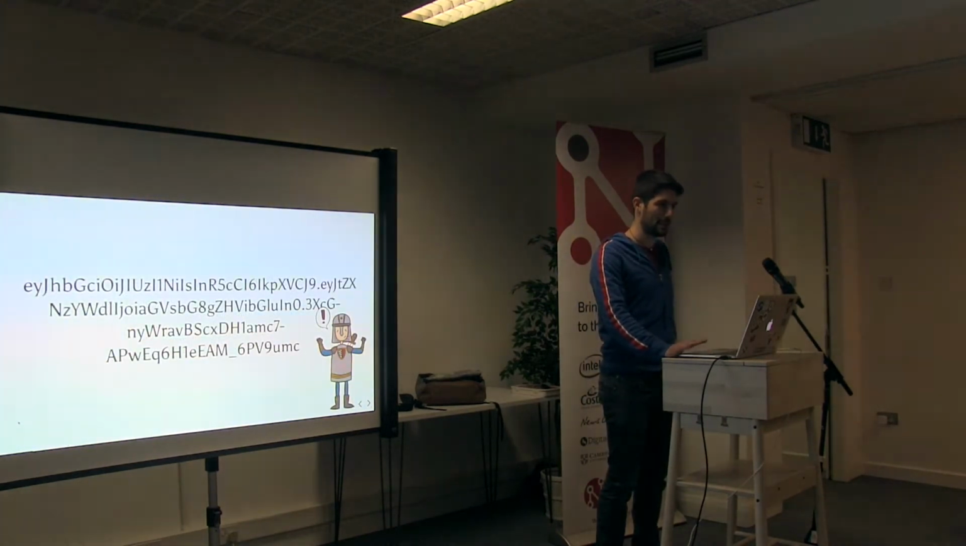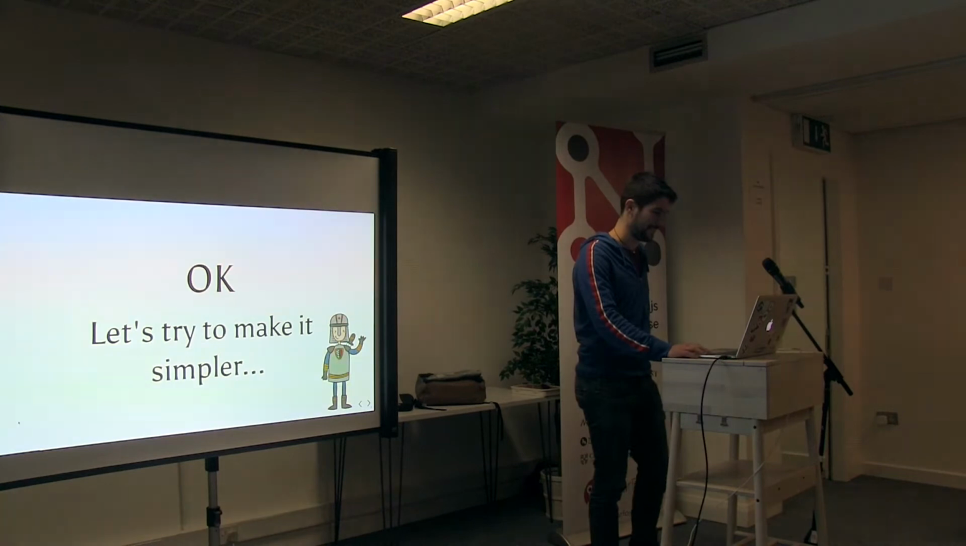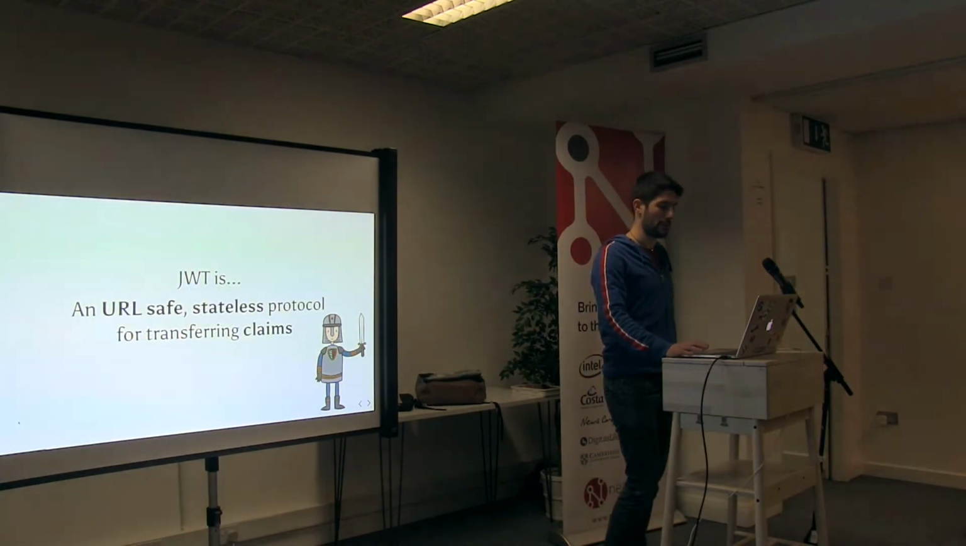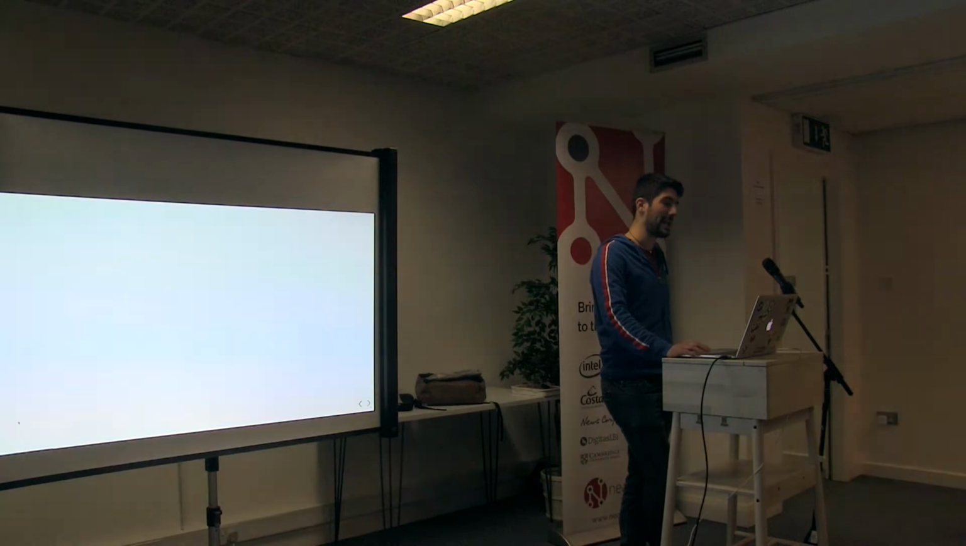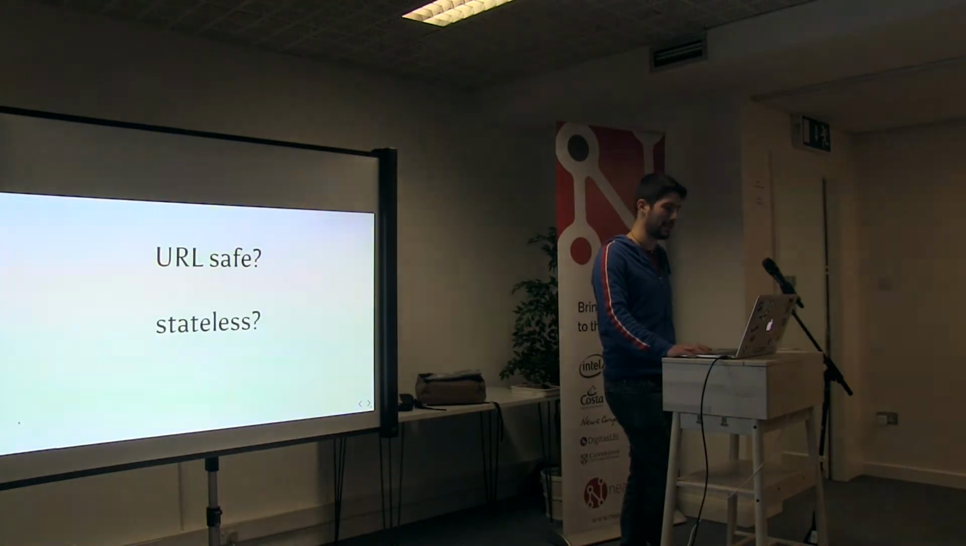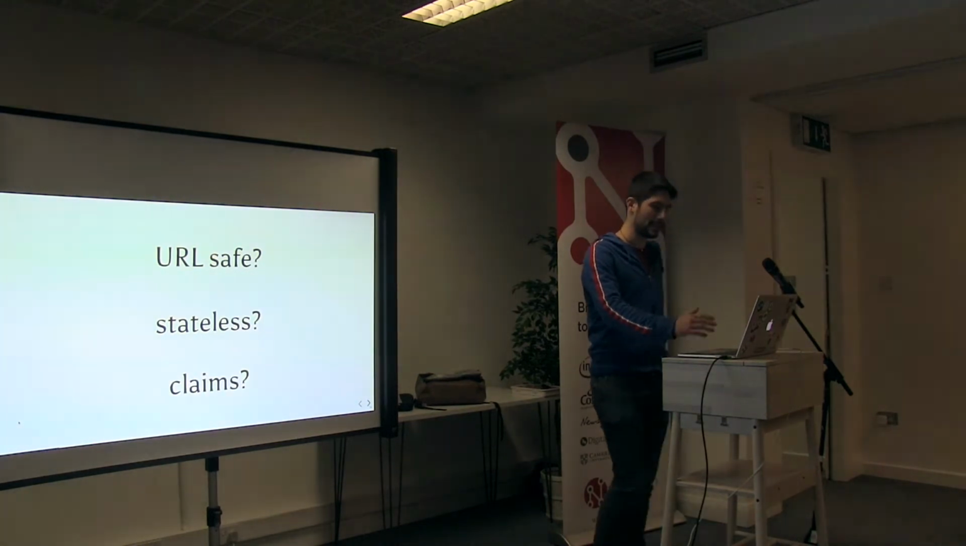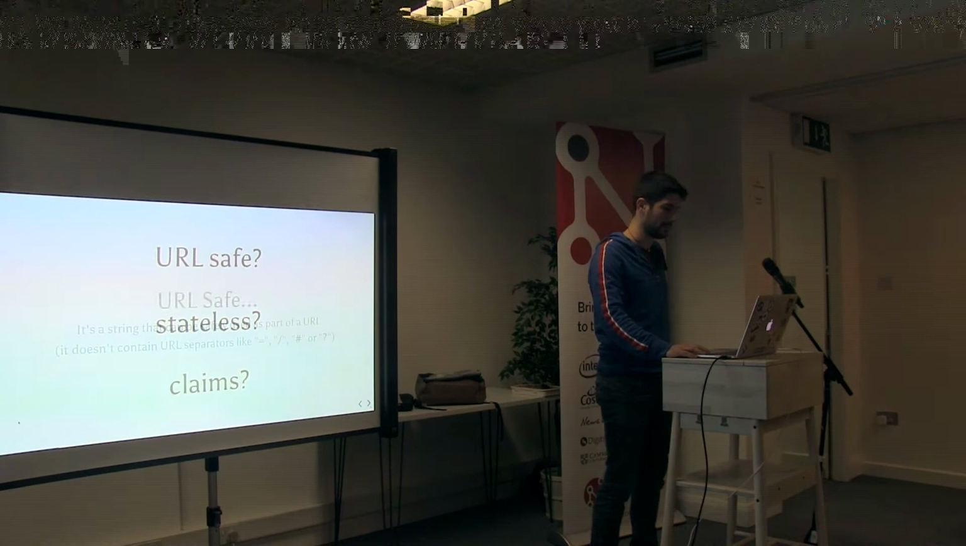So this is a JWT token. Okay, I don't think it's helpful. So I'm going to try to make it even simpler. So my definition of JWT is a URL-safe, stateless protocol for transferring claims. And again, maybe still not helpful, because what does it mean URL-safe? What does it mean stateless? What does it mean claims? I'm going to explain all those different parts to you.